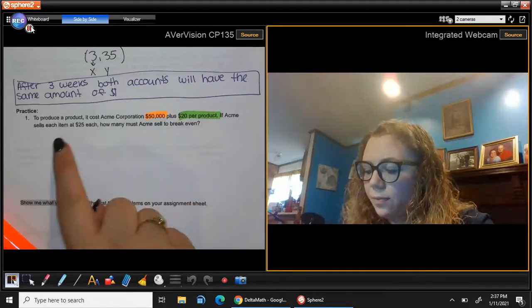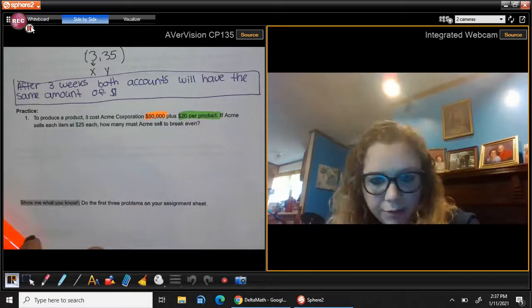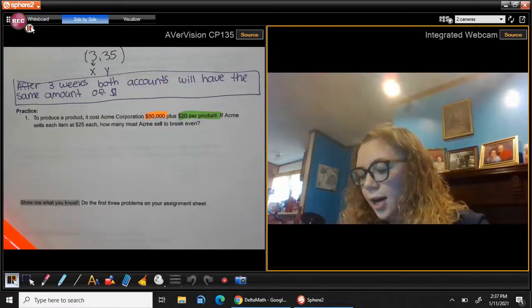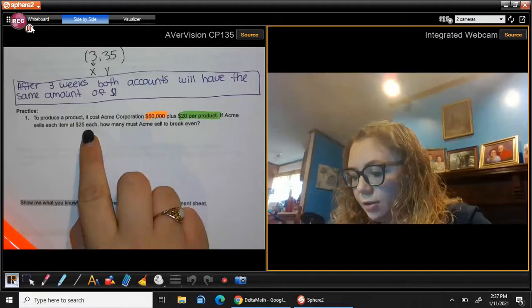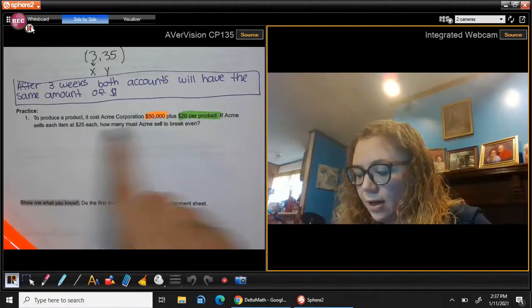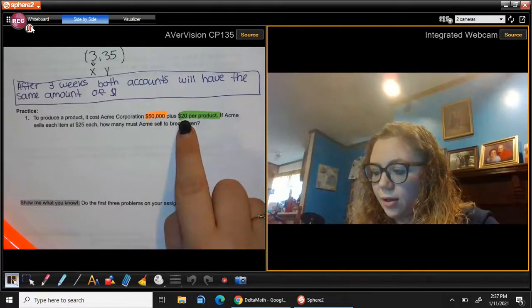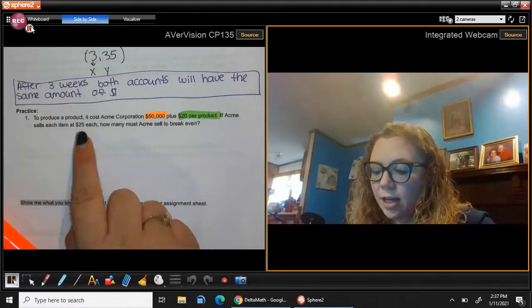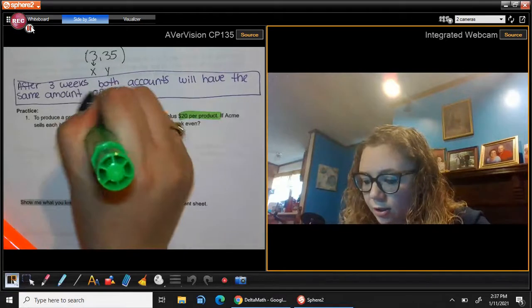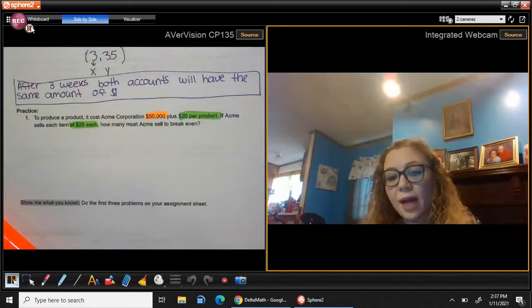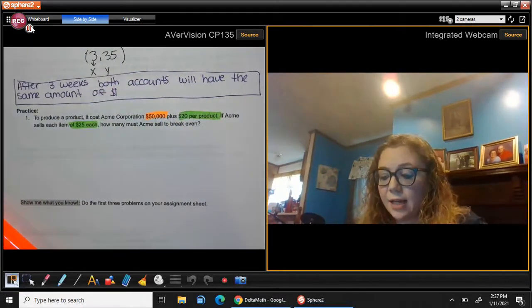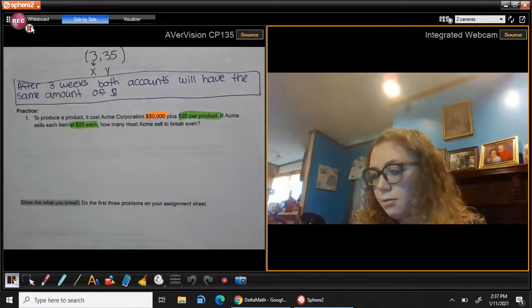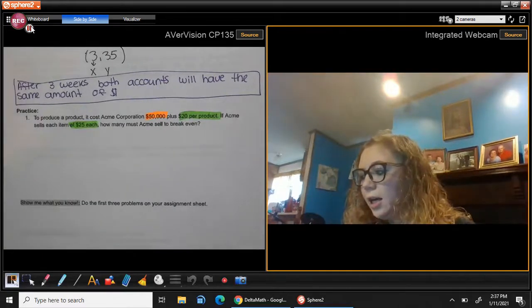Okay, so this one might trip you up a little bit, but $25 each. We're talking about items. If I go up here, we said my slope was $20 per product. We're still talking about products, but this time they changed it to $25 each. So this time we don't have an initial value for the second equation.